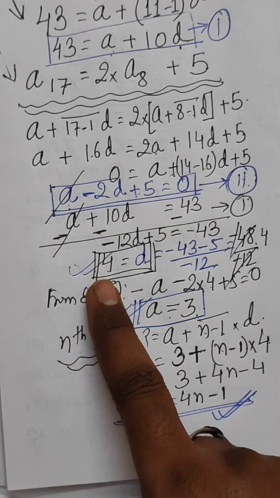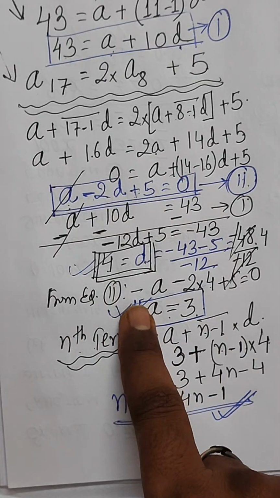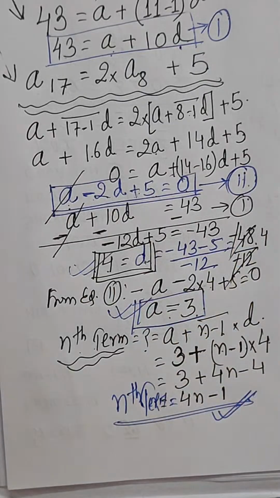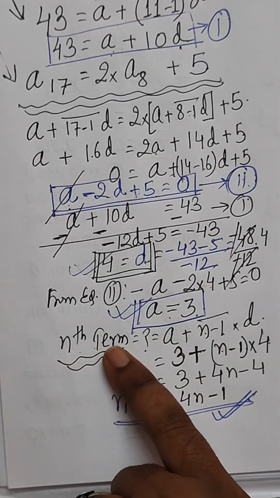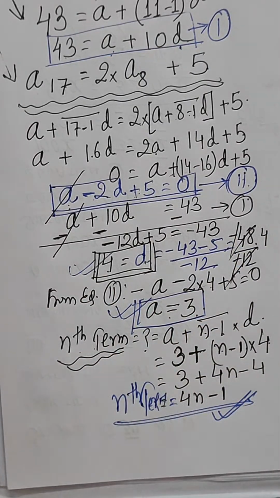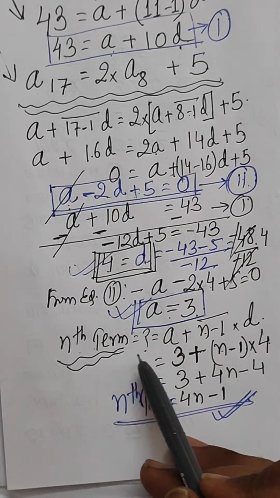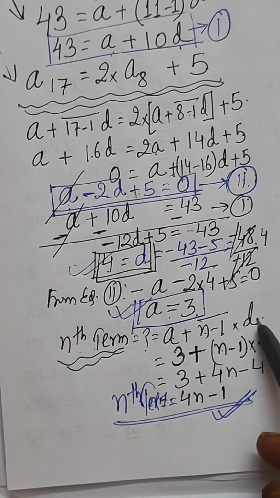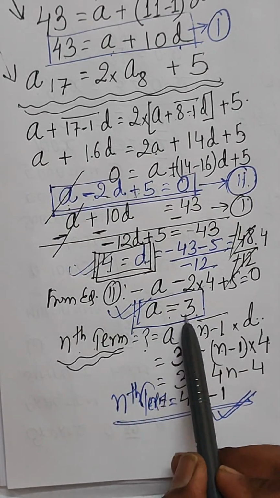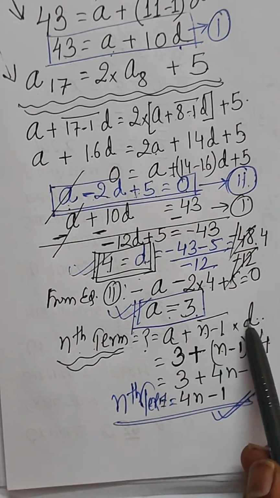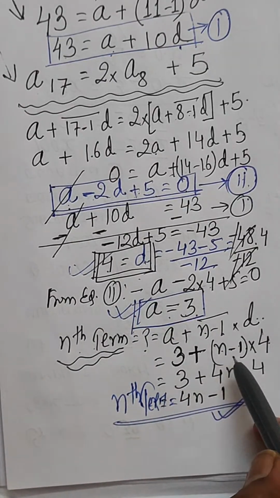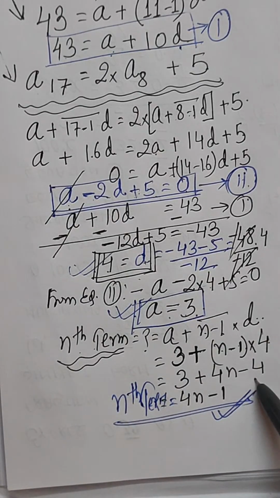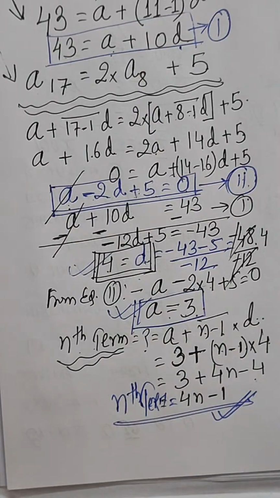Now the values of both variables are known to us, a and d. So the nth term, which was our question, was required to be calculated. We found the nth term as a plus n minus 1 into d. Putting the values of a and d from the derived values, a equal to 3 and d equal to 4, we finally get the nth term in terms of n as 4n minus 1, right?